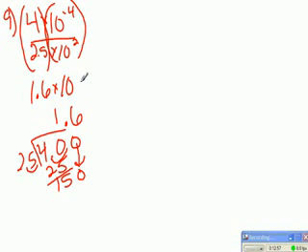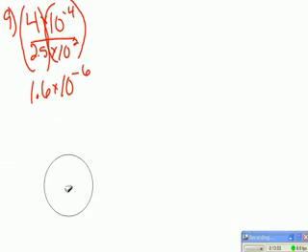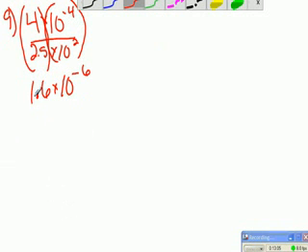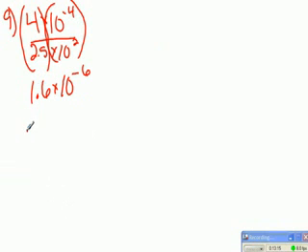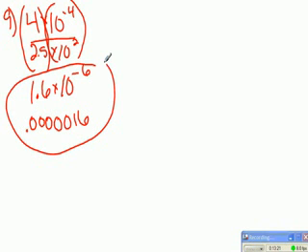Negative 4 minus 2 should be negative 6. And that one does happen to come out in scientific notation, again, because it's between 1 and 10. And if I want it in standard, I need to move it 6 places to the left, which means I have to go around the 1 and 5 more. So point 0, 0, 0, 0, 0, 1, 6. Those are both my answers.